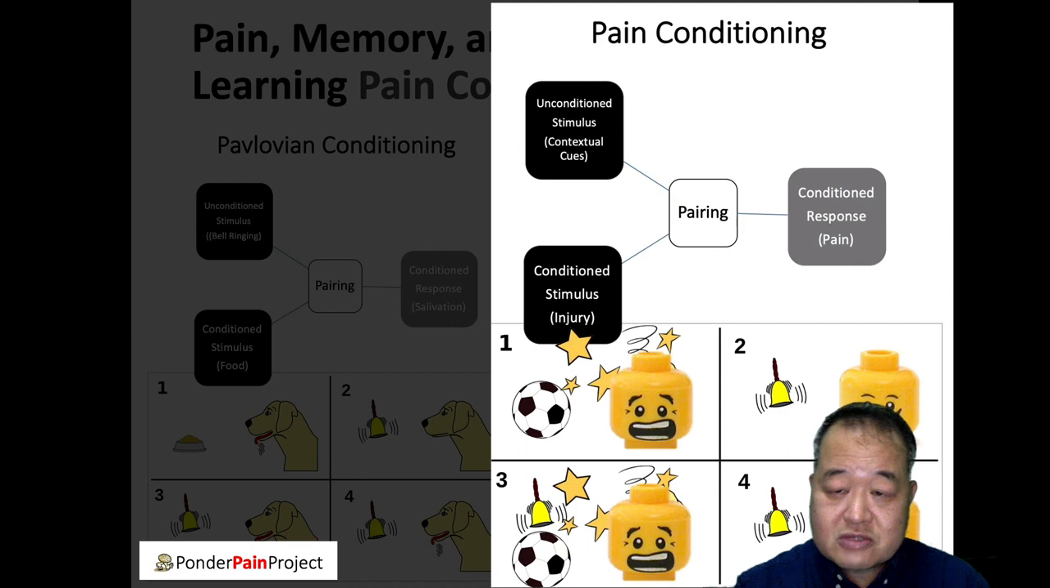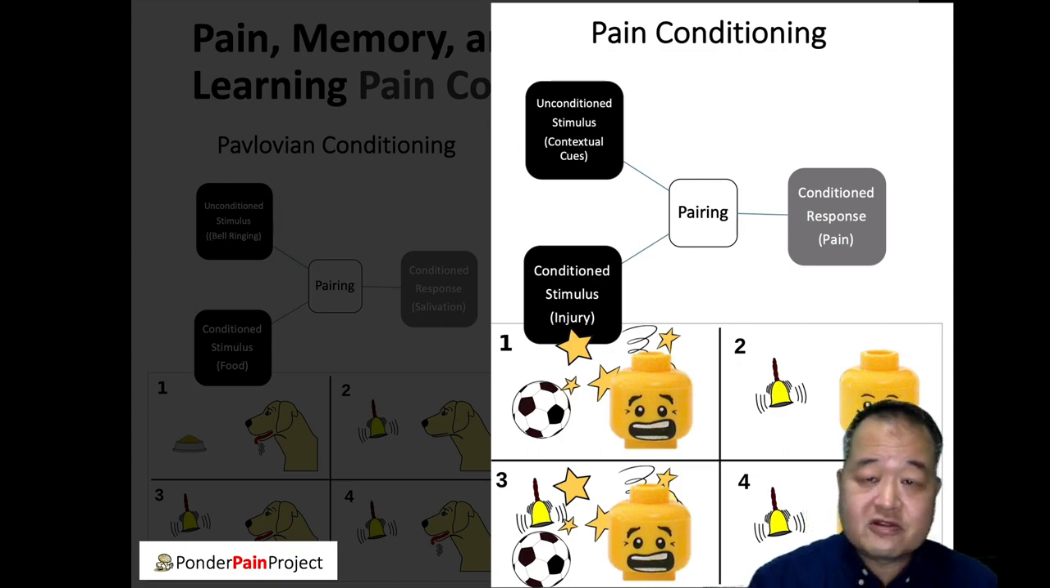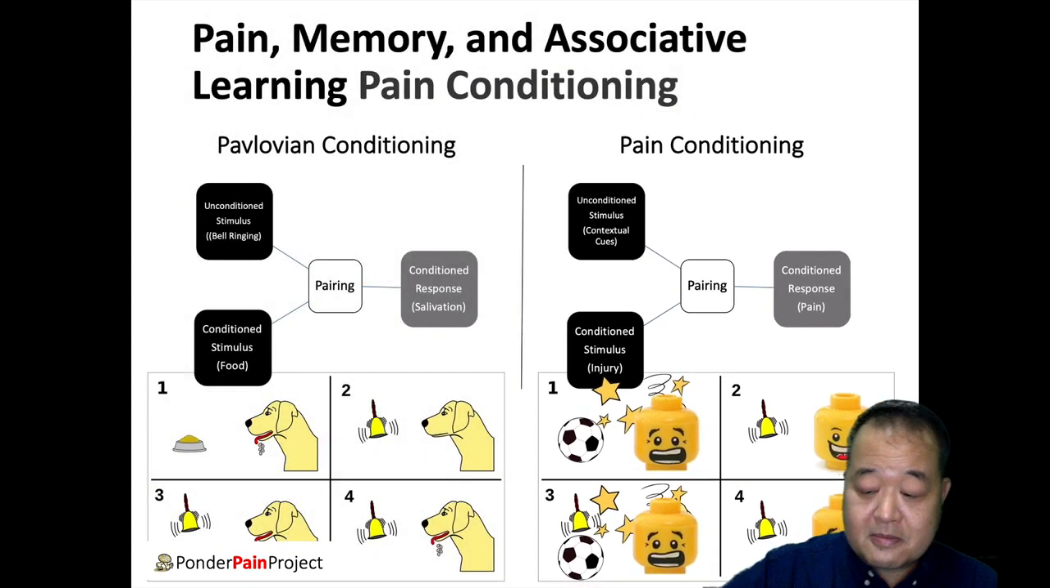In our patients with chronic pain, pretty soon we do not have to have the food anymore. We do not have the injury anymore before our patients have pain. We can have just the conditioned stimulus. We can have the contextual cues, the sights, the sounds, and smells that become triggers that can change our pain responses. And so that's the process of associative learning that's occurring in our patients.